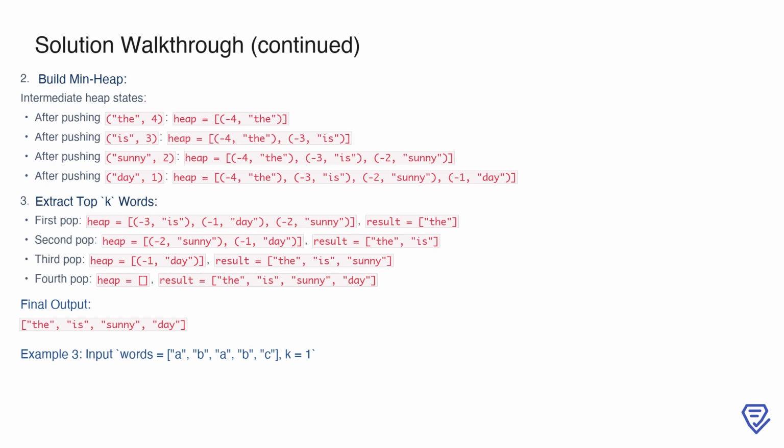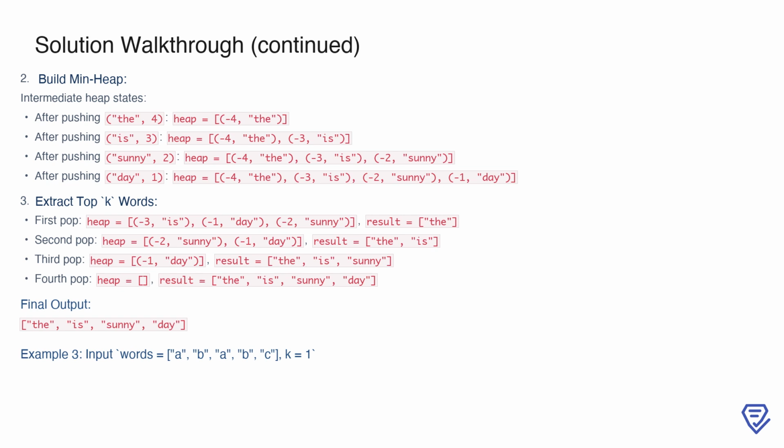Now, let's examine a second example where the input words are the, day, is, sunny, the, the, the, sunny, is, is, and k is 4. First, we calculate the frequencies of each word. The appears 4 times, is appears 3 times, sunny appears 2 times, and day appears once. With these frequencies, we proceed to build the heap.